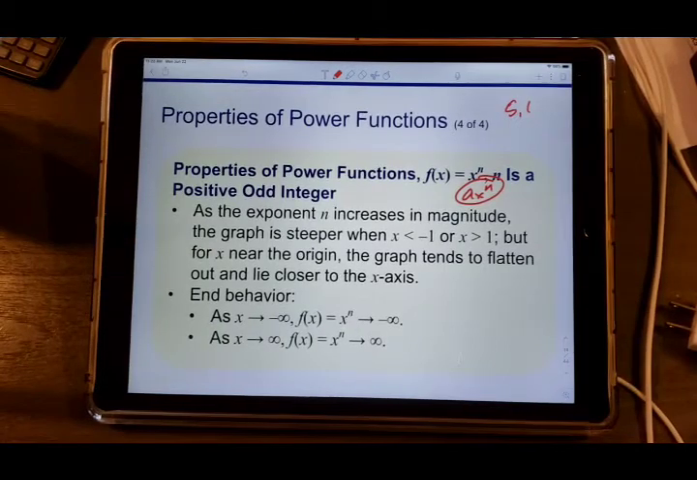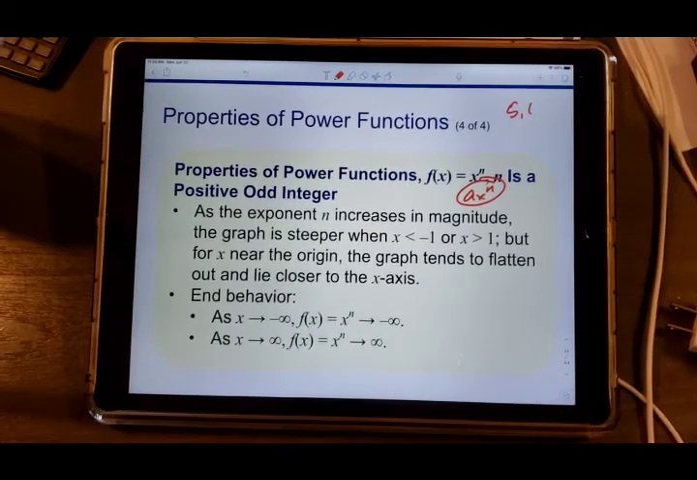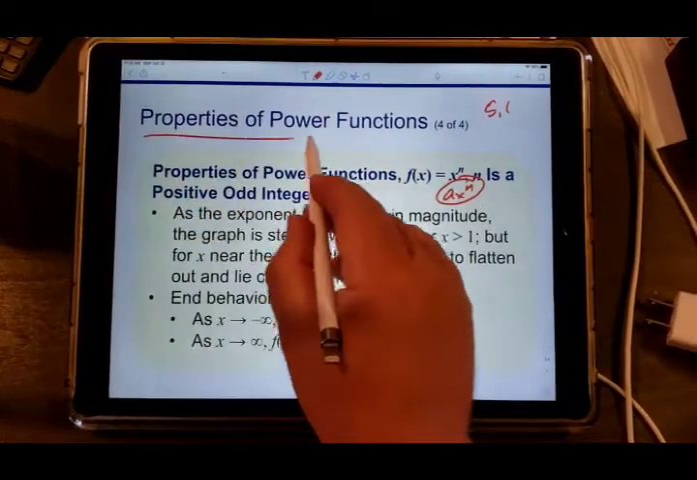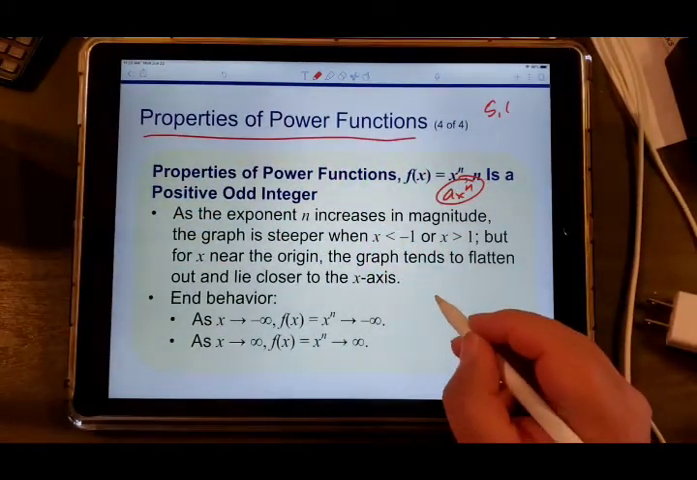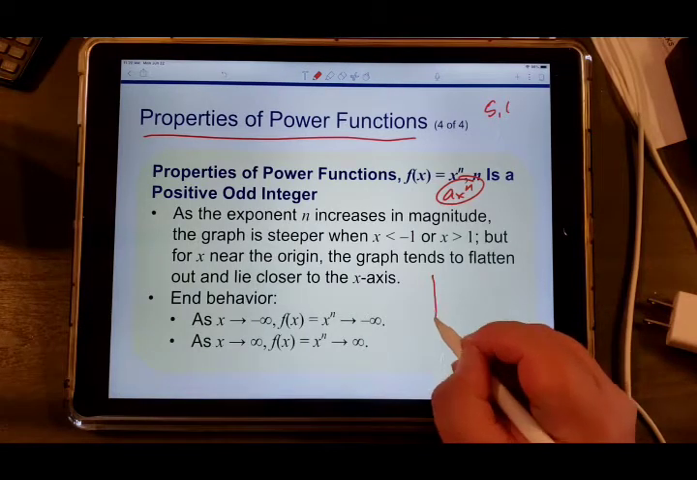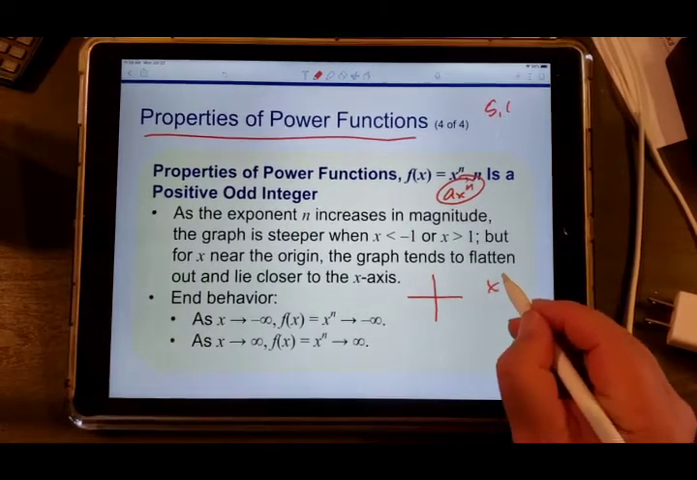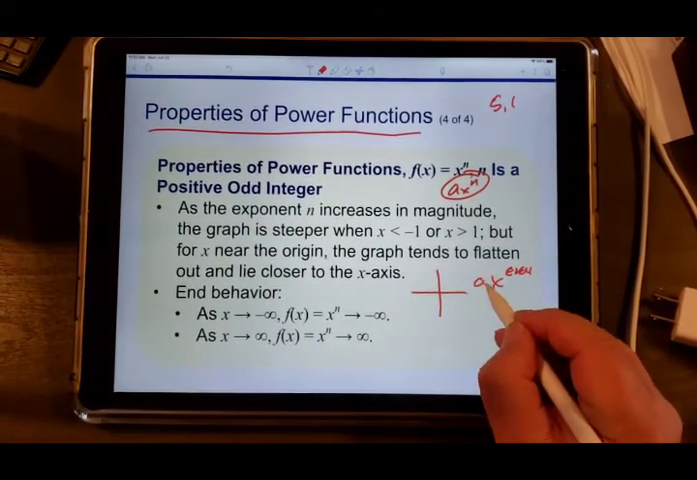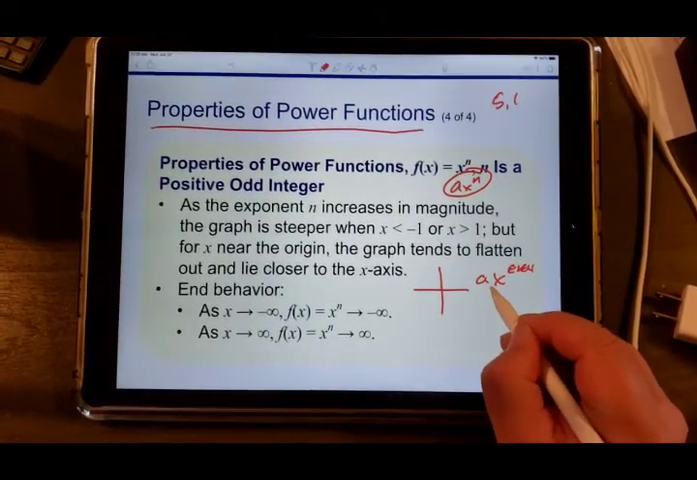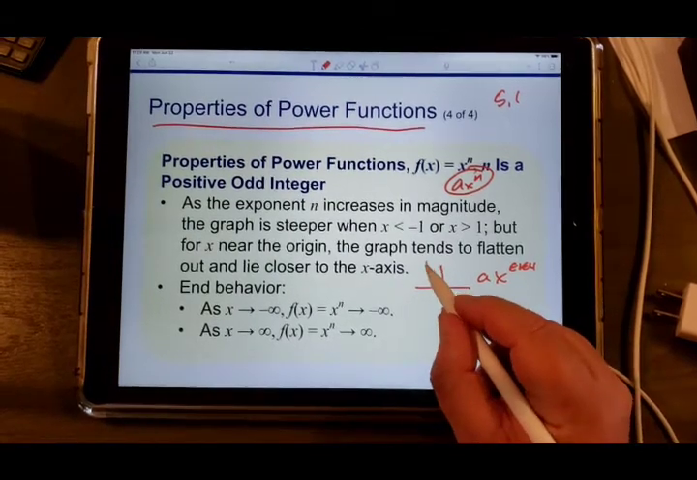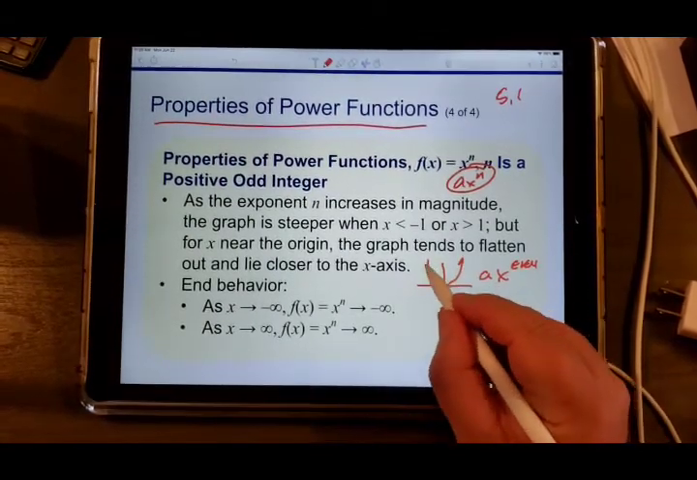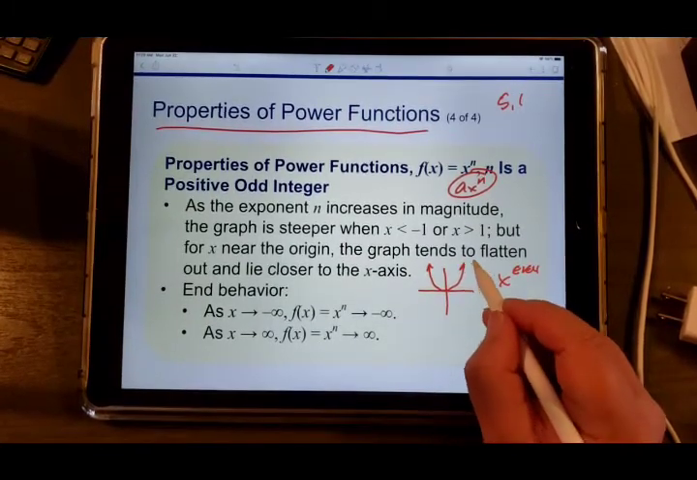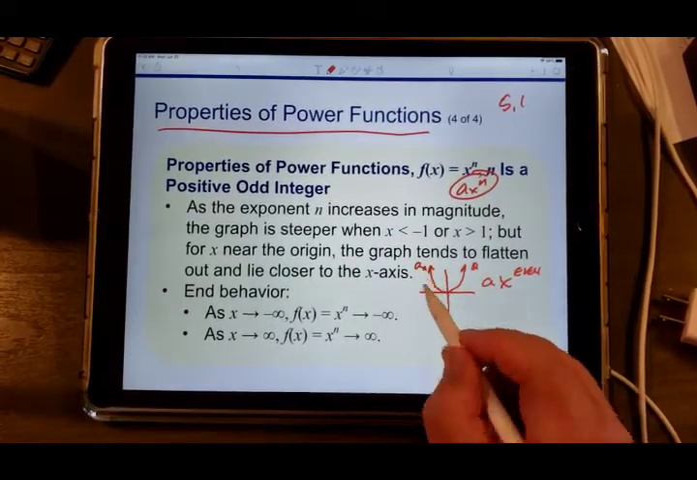All right, welcome back to section 5.1. Just to go over the importance of these power functions again. If you have an even power, x to an even number, and you multiply it by a positive number, the graph is going to leave the box in quadrant 1 and quadrant 2.